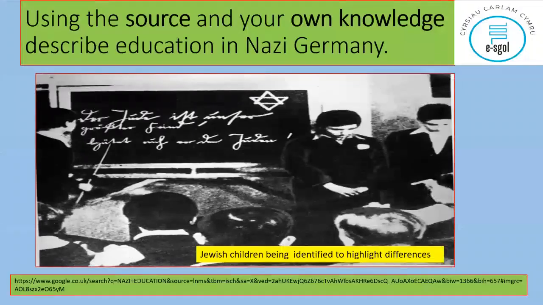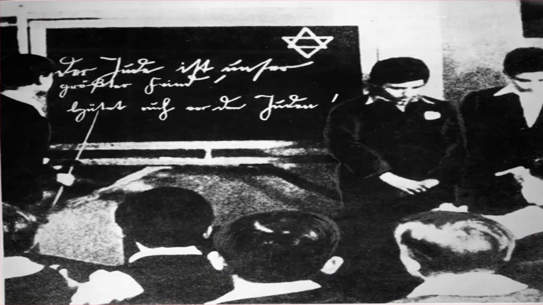Now, if we go back a little bit, we look at the annotation, Jewish children being identified to highlight differences. You might say that the source illustrates that Jews are being identified in the classroom so that Aryan children can notice how different Jews are perceived to be in relation to the Aryan children. So it shows the cruel treatment of minority groups.